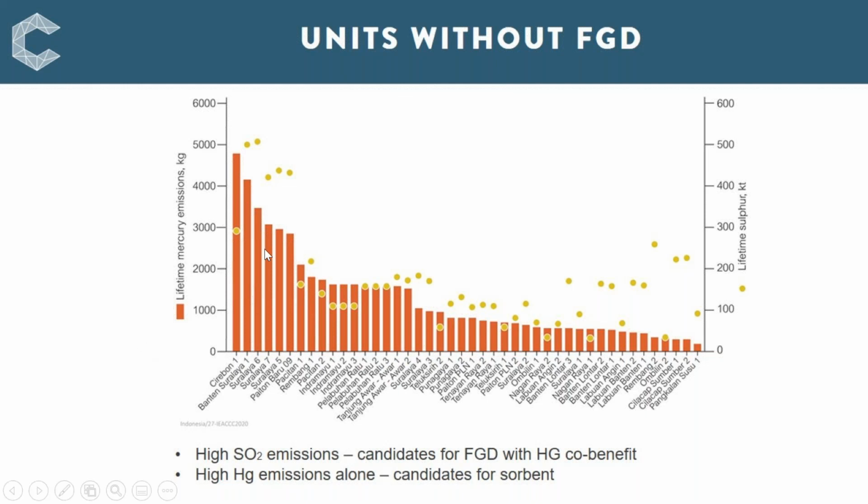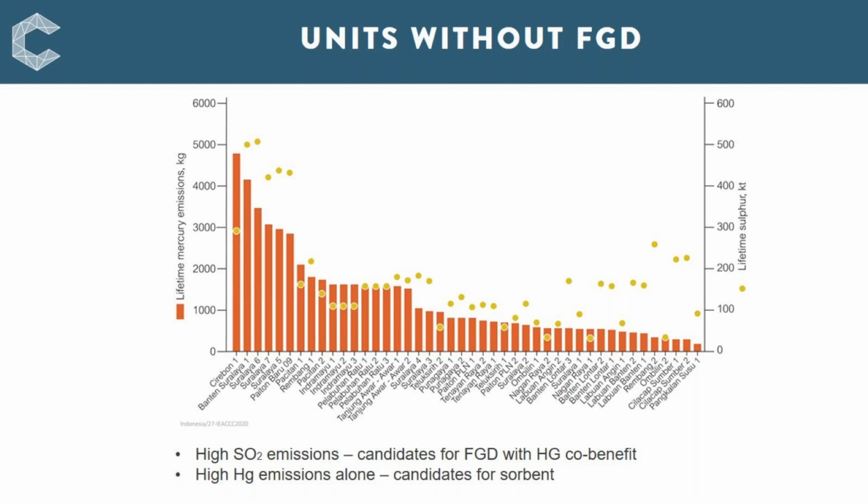And so when looking at these plants, we can see plants such as the Suralaya units. These are burning high sulfur coals and also releasing relatively high levels of mercury. And so a co-benefit multi-pollutant strategy would be ideal for these plants, where again we have Cirebon trying to be different, and it seems to be burning a low sulfur coal, or the sulfur is being captured. And so looking at that plant, you may decide to go for a more mercury specific control strategy, as the sulfur emissions are not quite as elevated as they are in the other units.